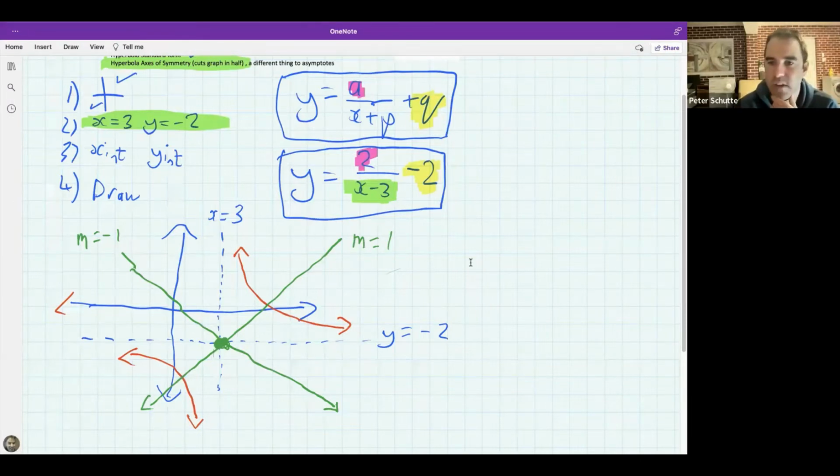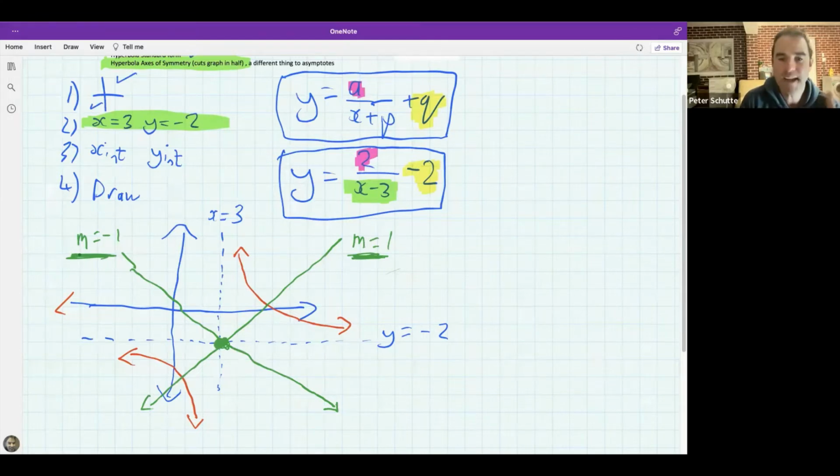Okay, so Nontokozo asked, how is the gradient of the green one -1 or 1? Whenever you have an axis of symmetry with the hyperbola, the good news, Nontokozo, is that the one that is going up to the right will always have a gradient of 1. And the one that's going to the left will always have a gradient of -1. That is true for all hyperbolas everywhere.